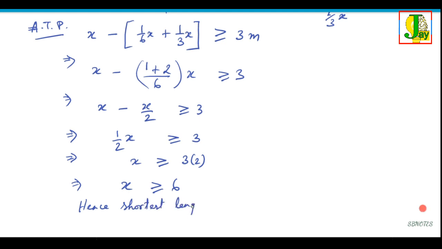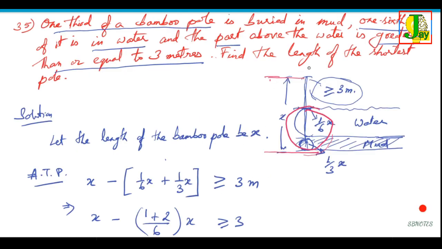Hence the shortest length of the bamboo pole is 6 meters, the required shortest length. The required shortest length of the bamboo pole is 6 meters. That means the minimum length of the bamboo pole should be 6 meters.